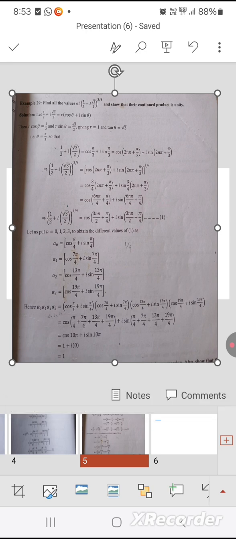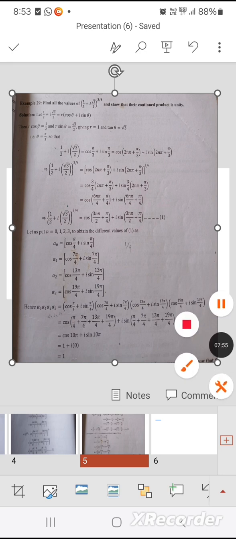Now put values n equal to 0, 1, 2 and 3. After putting these values, you will find cos pi by 4 plus i sin pi by 4, cos 7 pi by 4 plus i sin 7 pi by 4, cos 13 pi by 4 plus i sin 13 pi by 4, and cos 19 pi by 4 plus i sin 19 pi by 4.